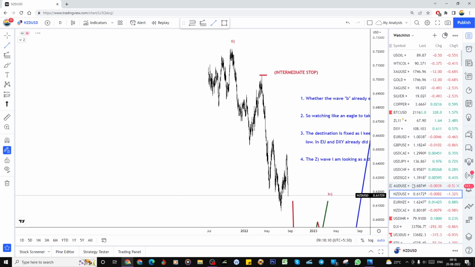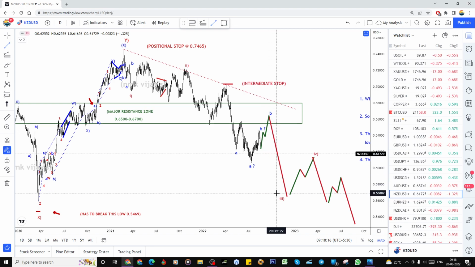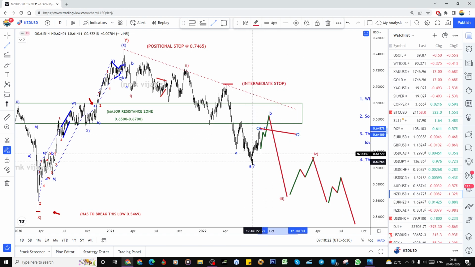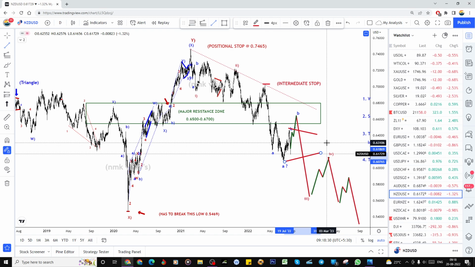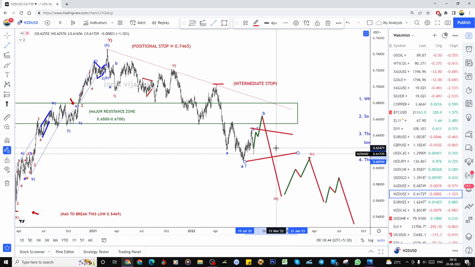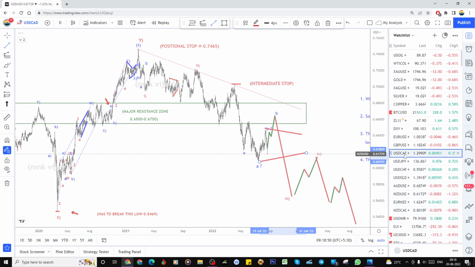The same view in New Zealand. Whether this is A and beyond that the C wave, or this is A and beyond making the B wave as a triangle, and one more down. But the positional target is below this one. So whether we are in the B wave, or maybe another complex correction, or this is A and this is B and beyond the C wave, the trend is a downtrend. We need to be on the sell side after the completion of every 3-wave structure. So let's move on to USD/CAD.